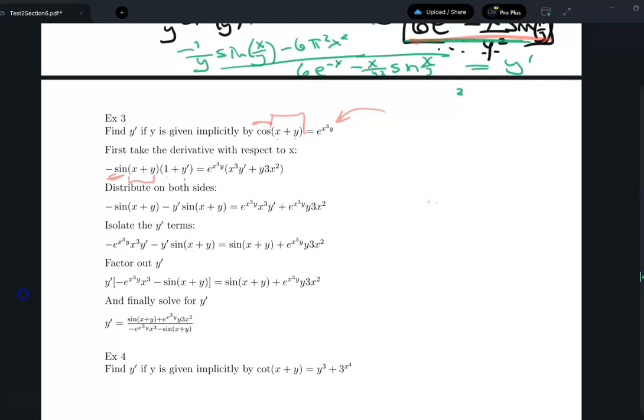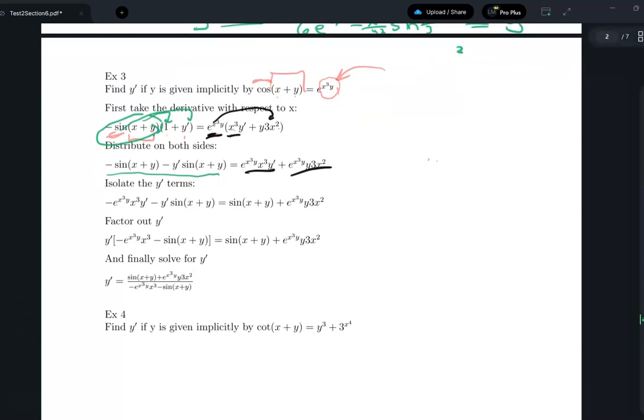I can see the derivative of e to the stuff is e to the stuff. But to take the derivative of this, you need product rule. So first d second plus second d first. Okay, so on this one, you have to take the and distribute on both sides. So this times 1 and this times y prime gives you this. Then this times this plus this times this.